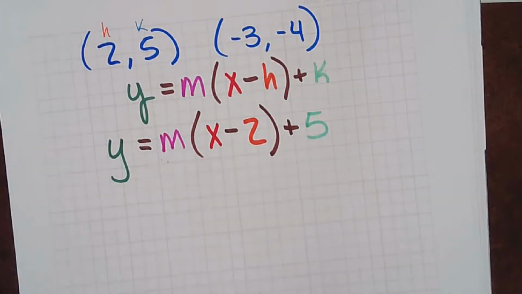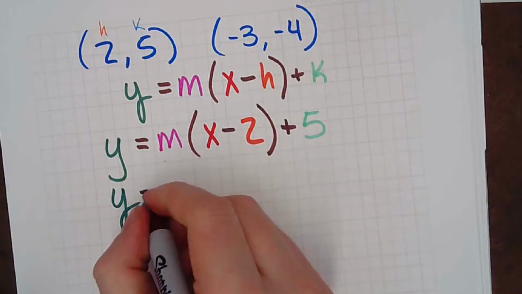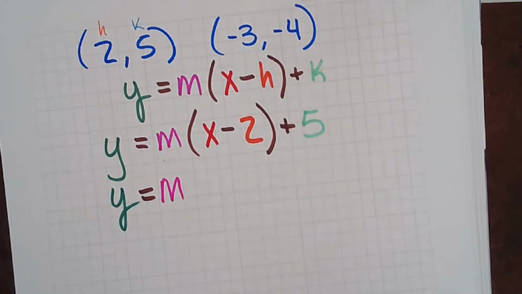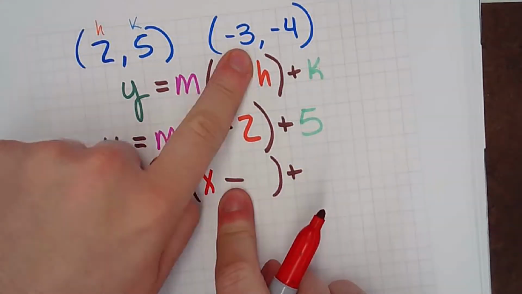Now, you could have chosen -3 and -4. I'll show you what that looks like quick. It's going to be the same thing here. y equals m, which we don't know yet. We have to go find that. We're not finished until we plug in m. And then it's going to be x minus whatever h is.